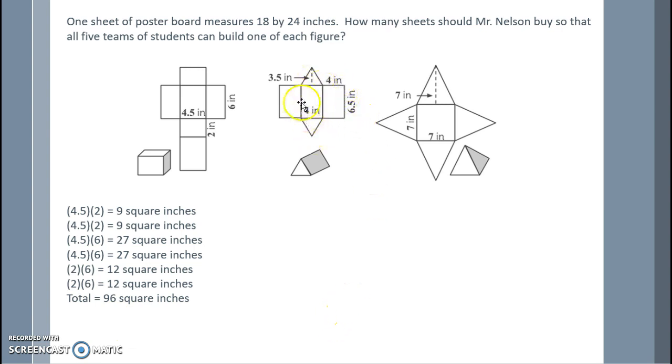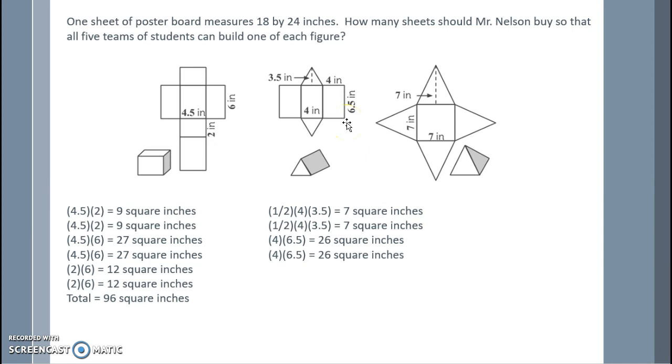We have 2 triangles and we have 4 rectangles. So if we start with the triangles, the area of a triangle is half times base times height. So half times the base of 4 times the height of 3.5, which is 7. We have 2 triangles, so I wrote that one twice. Then we have a 4 by 6.5, another 4 by 6.5, and the middle is a 4 by 6.5. So this one is 92 square inches.